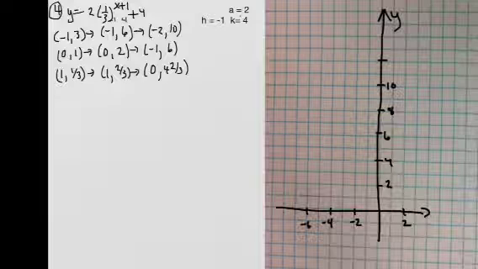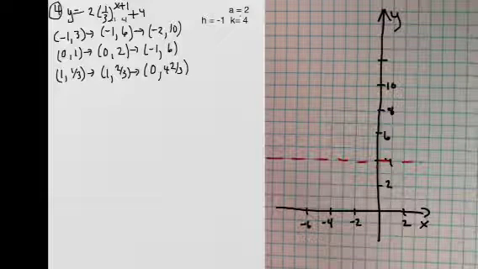So we draw our x and y axis. Notice I put the x-axis towards the bottom because my y values are rather large, 10, 6, and then 4 and 2/3. So the first thing I'm going to draw is the horizontal asymptote, which is at y equals 4, because that's what the k value is right here. So at y equals 4, there's a horizontal asymptote.